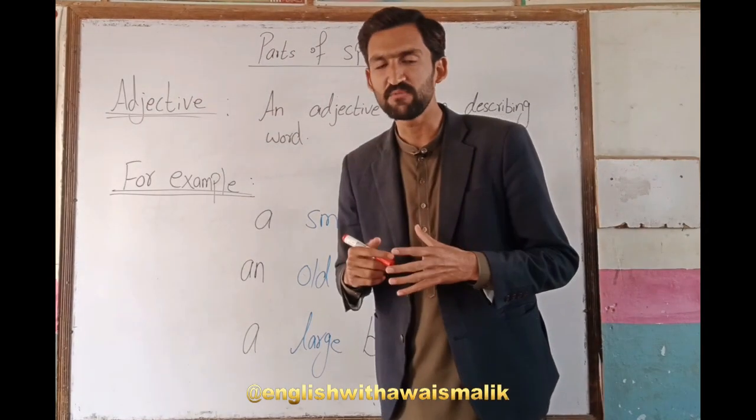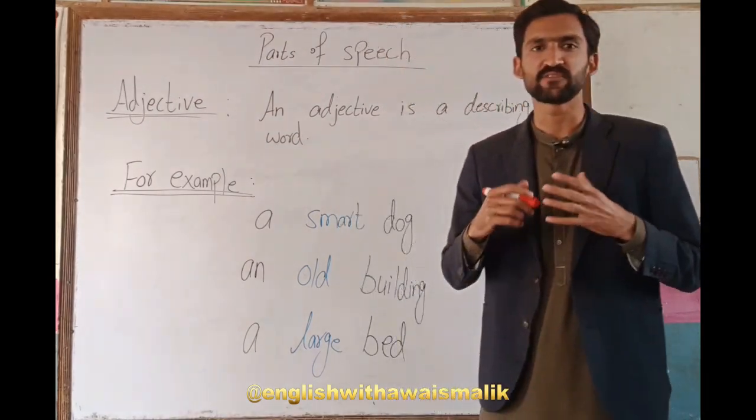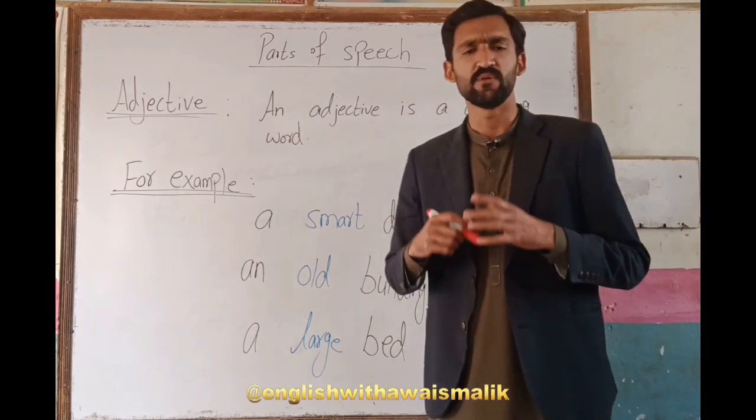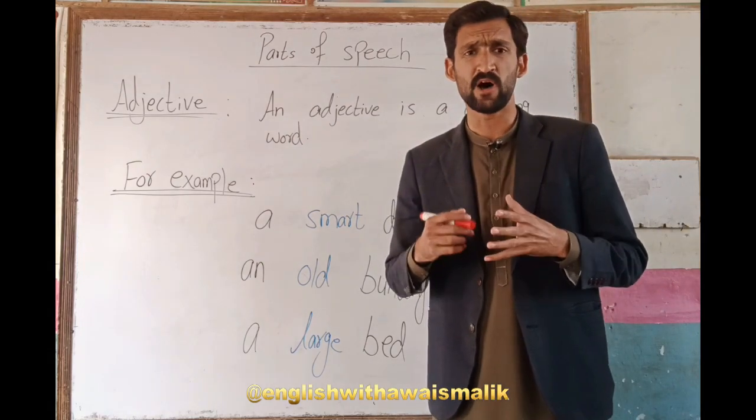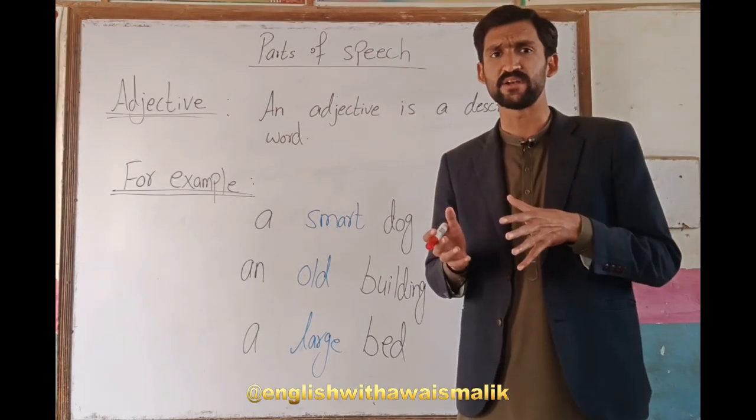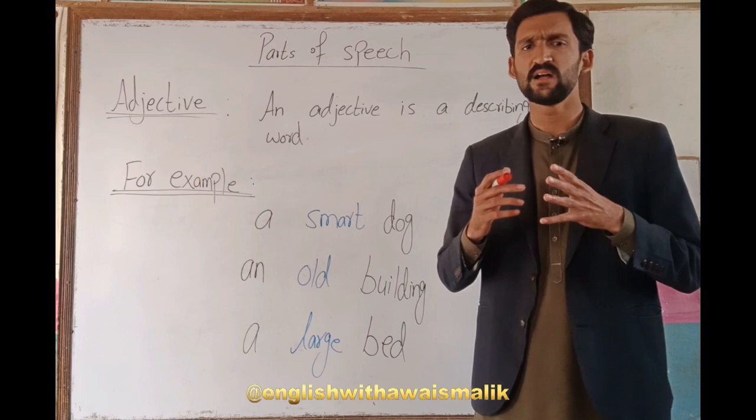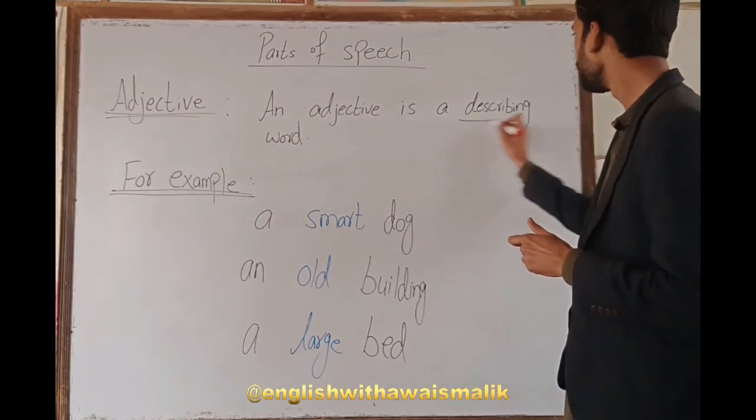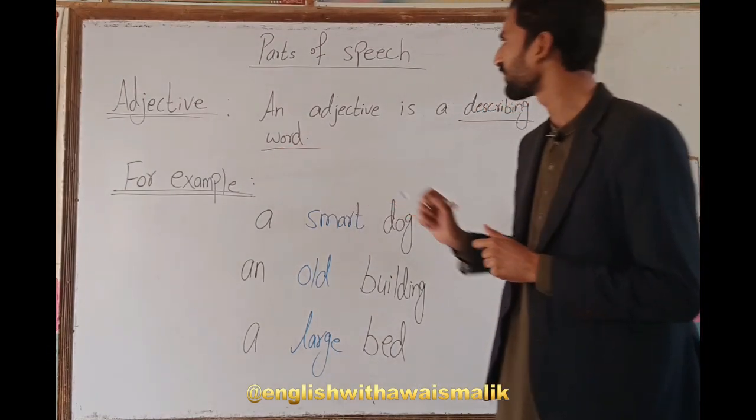And what is the adjective? Adjective basically is a describing word. This word mostly describes a noun, in the beginning of a sentence and at the end of a sentence as well. So this is a describing word. Adjective is a describing word.